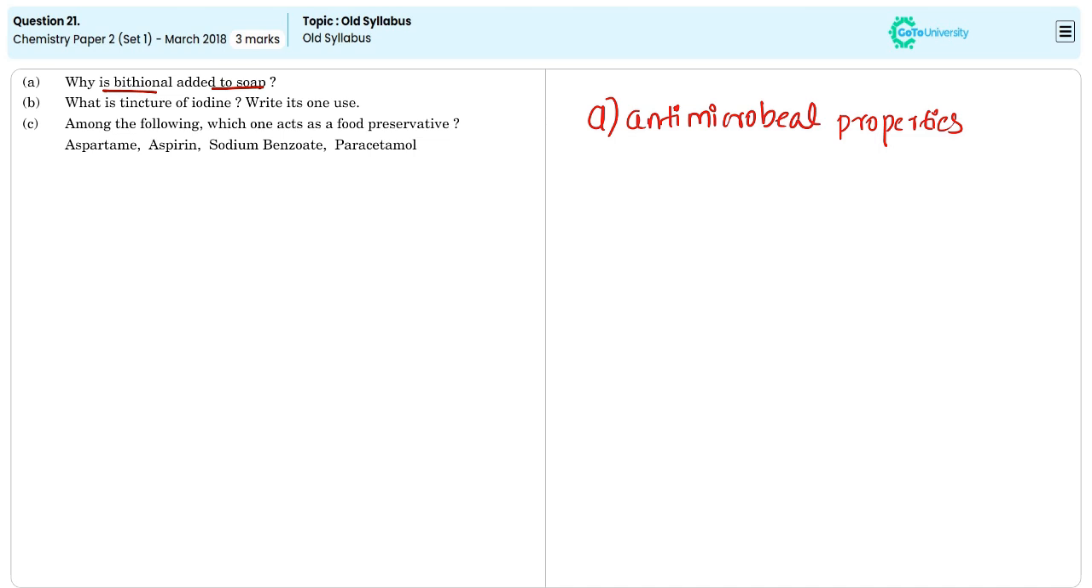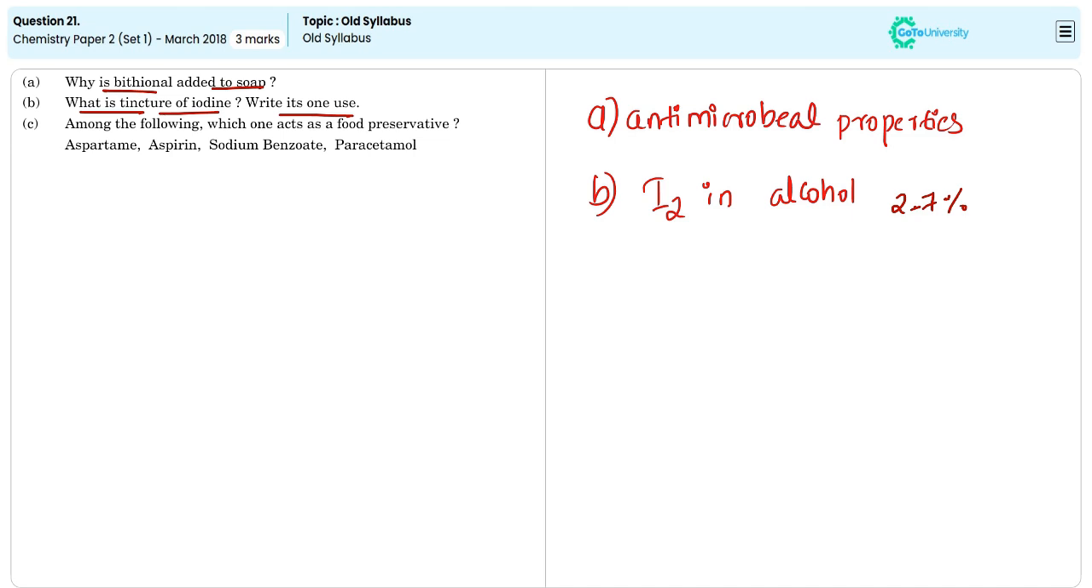The second question is, what is tincture of iodine and write its one use? Tincture of iodine is a solution of iodine in alcohol or a mixture of alcohol and water. It is used primarily as an antiseptic. This is typically present in a concentration of about 2 to 7% in the tincture. Alcohol helps to dissolve iodine and provides an antiseptic effect.